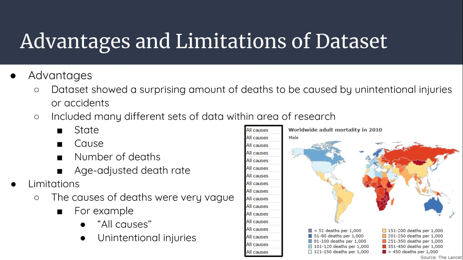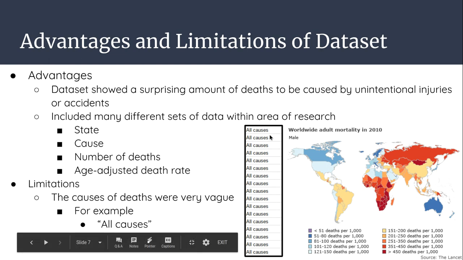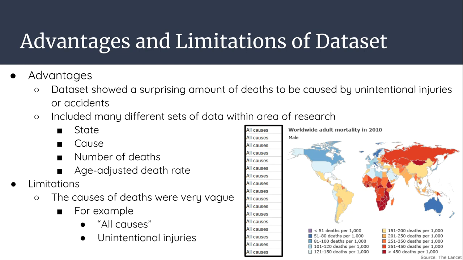For example, they had rows that said all causes, like these right here, and this is screenshotted from the exact data set that I used. They also had rows with unintentional injuries, which might be vague because it could be what kind of different injuries, like car accidents or accidents that could come across during work.